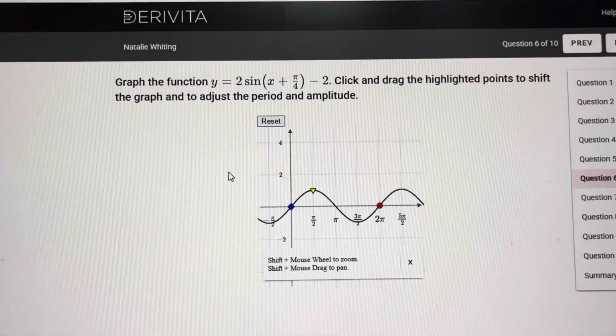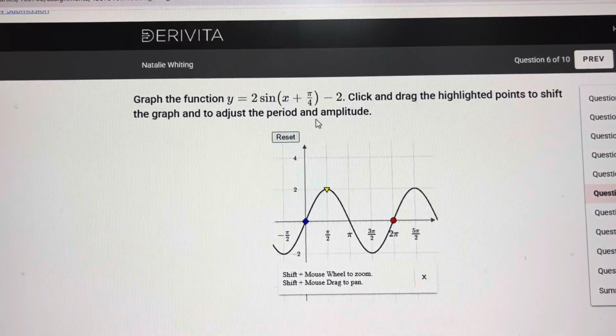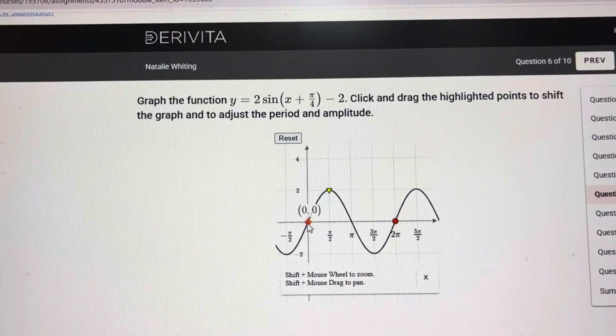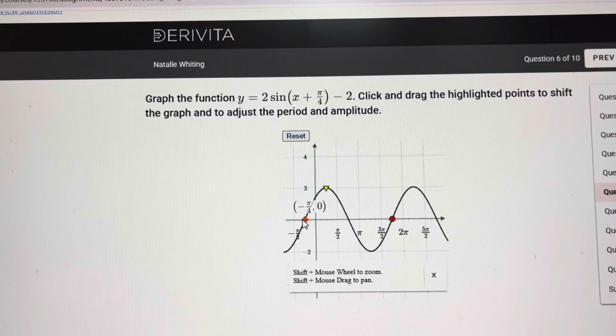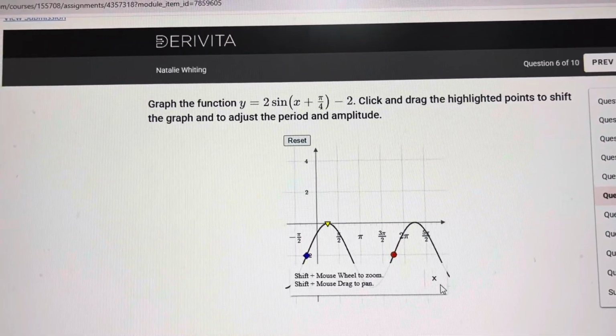And this is another 2 sine one, so set the amplitude to 2, then move this left pi 4ths. But then you want to move it down 2 as well. There. And that's all you gotta do.